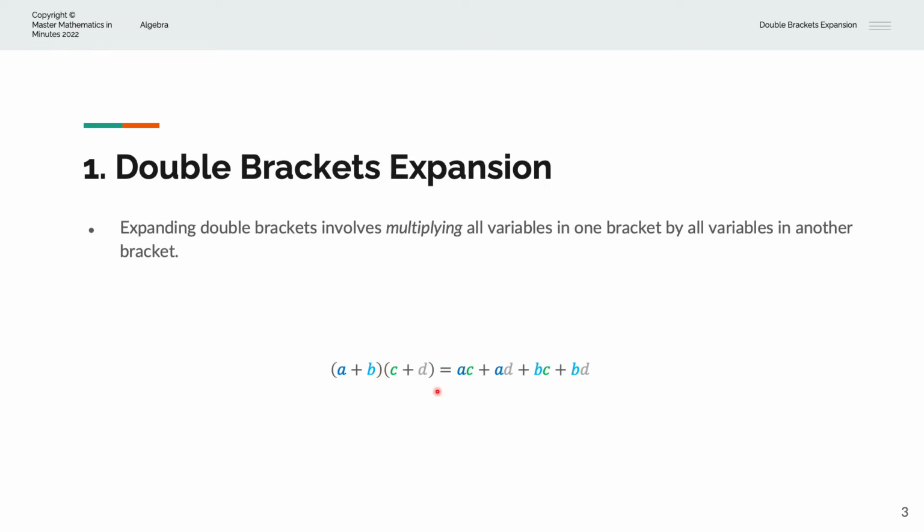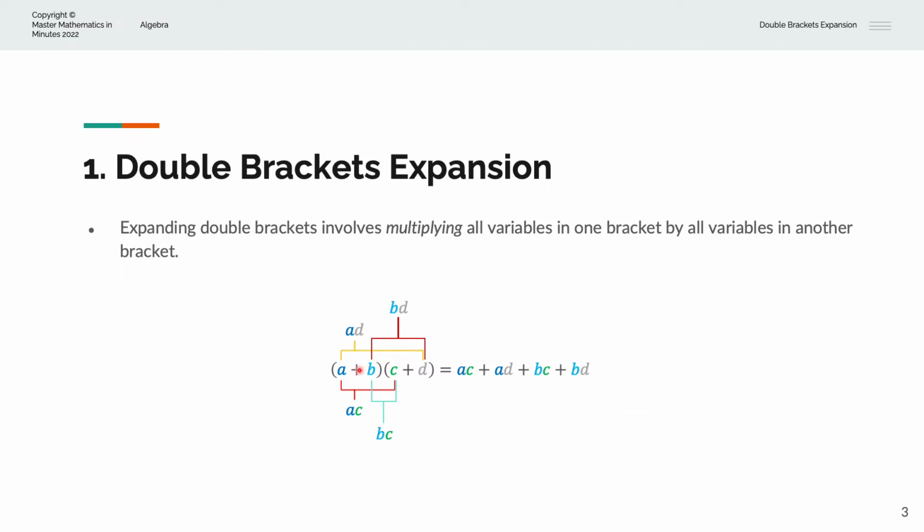So the first step is where we multiply a by c, and that gives us ac, which is the first term on the right hand side. And the second step is where we multiply a by d, and that gives us ad, which is the second term on the right hand side. And the third step is where we multiply b by c, and that gives us the third term on the right hand side. And the final step is where we multiply b by d, and that gives us the fourth and final term on the right hand side.